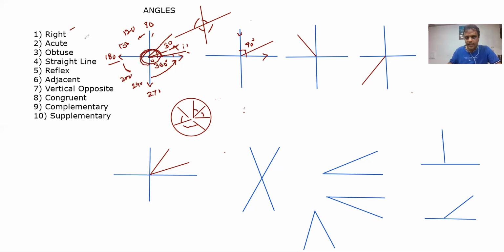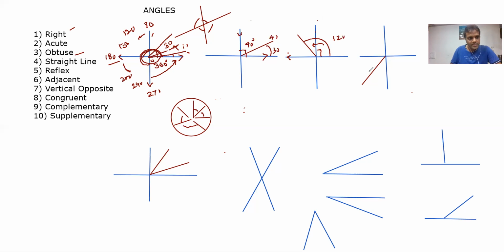What is an acute angle? All the angles which are smaller than 90 degrees are called acute angles. It can be 30, 40, 60, 89, and the angle will be called an acute angle. What is an obtuse angle? All angles which are more than 90 degrees are called obtuse angles. But remember that an obtuse angle will be less than 180 degrees. So all angles between 90 and 180 are called obtuse angles. So 120, 150, 170, these are all obtuse angles, less than 180.